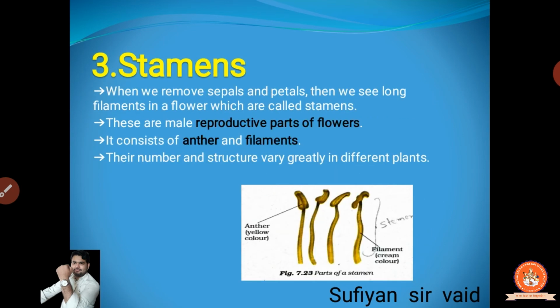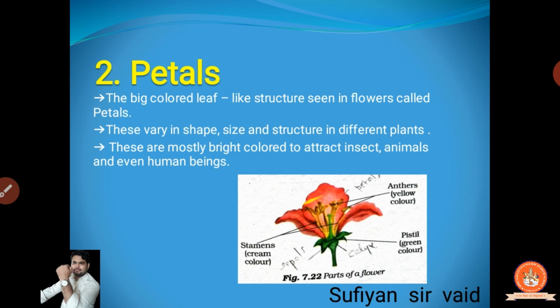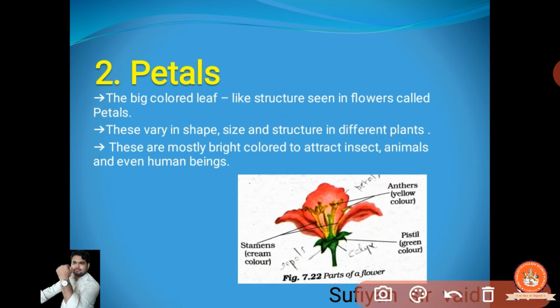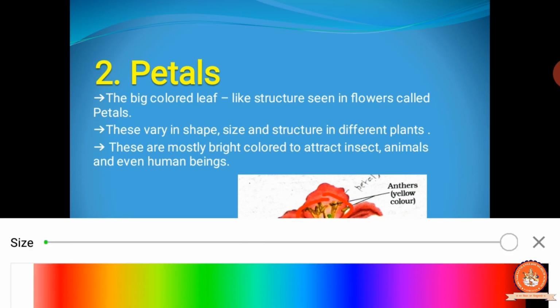Now the third is the stamens. What are the stamens? Here you are observing this. We can change the color so we can observe it.